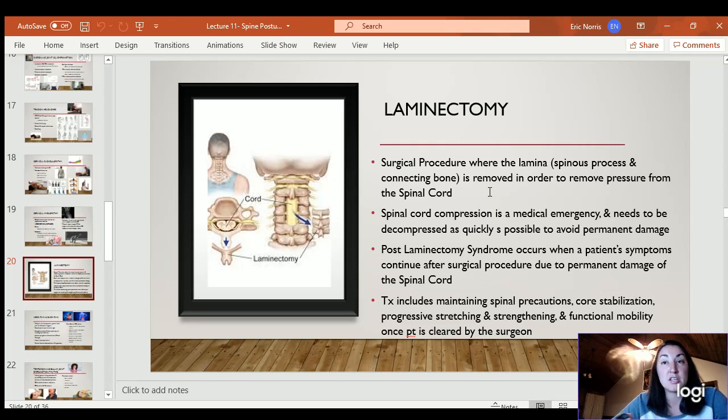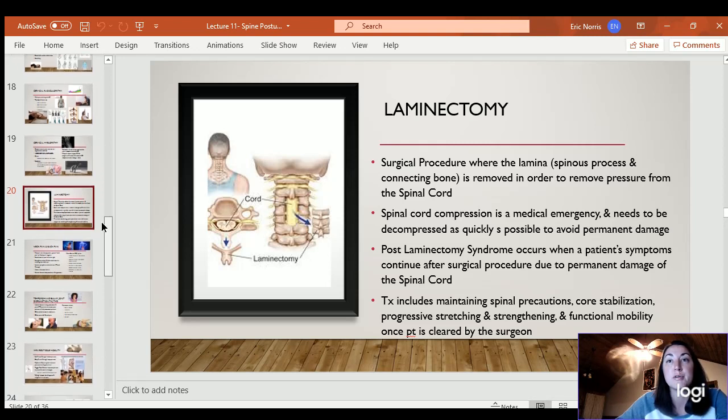So some of the things that we would do with a patient who has had this procedure would be teaching them how to maintain spinal precautions if they have precautions based on the surgical procedure, and where the surgery was performed, where on their body, neck, low back, anything. Core stabilization, and eventually you would progress to your normal strengthening, postural training, stretching, functional mobility, but you would have to wait on clearance from the surgeon in order to progress through those.